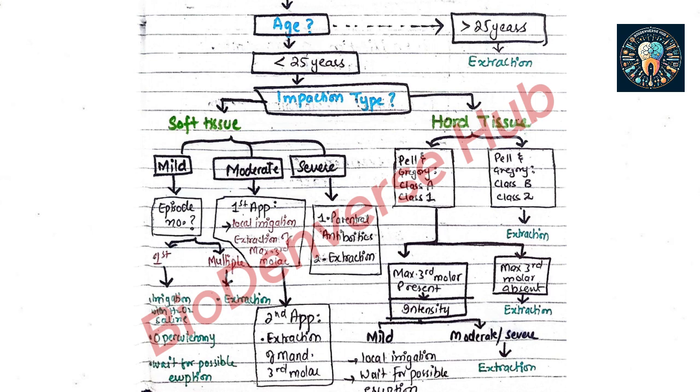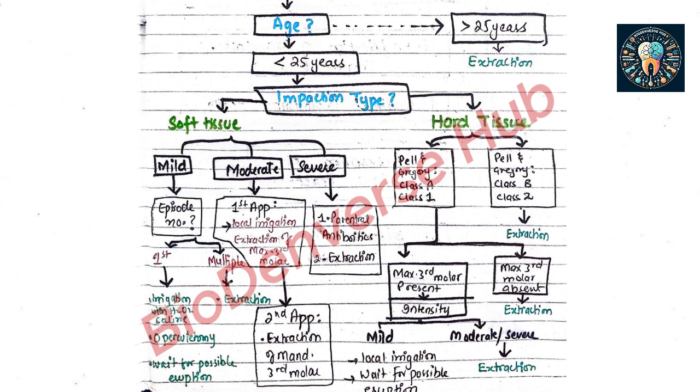In the same case, if it is Pell and Gregory class A and class 1, and the maxillary third molar is absent, then you need to go for the extraction of the mandibular third molar. Now, according to Pell and Gregory, if it is class B and class 2, you need to go for the extraction of that tooth. So this was all about pericoronitis.